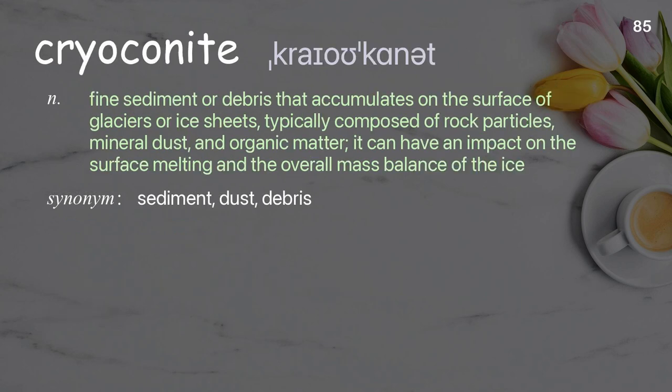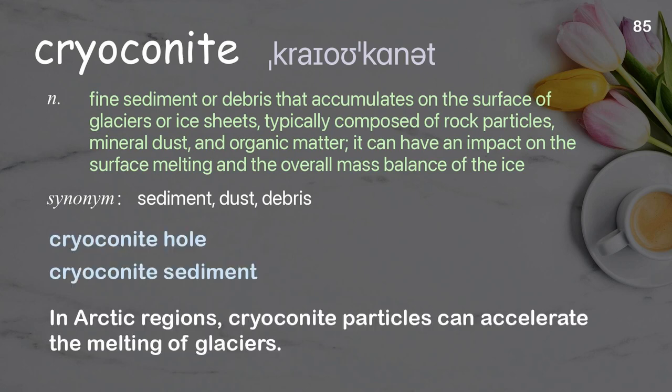Cryoconite. Fine sediment or debris that accumulates on the surface of glaciers or ice sheets, typically composed of rock particles, mineral dust, and organic matter. It can have an impact on the surface melting and the overall mass balance of the ice. Examples: Cryoconite hole. Cryoconite sediment. In Arctic regions, cryoconite particles can accelerate the melting of glaciers.